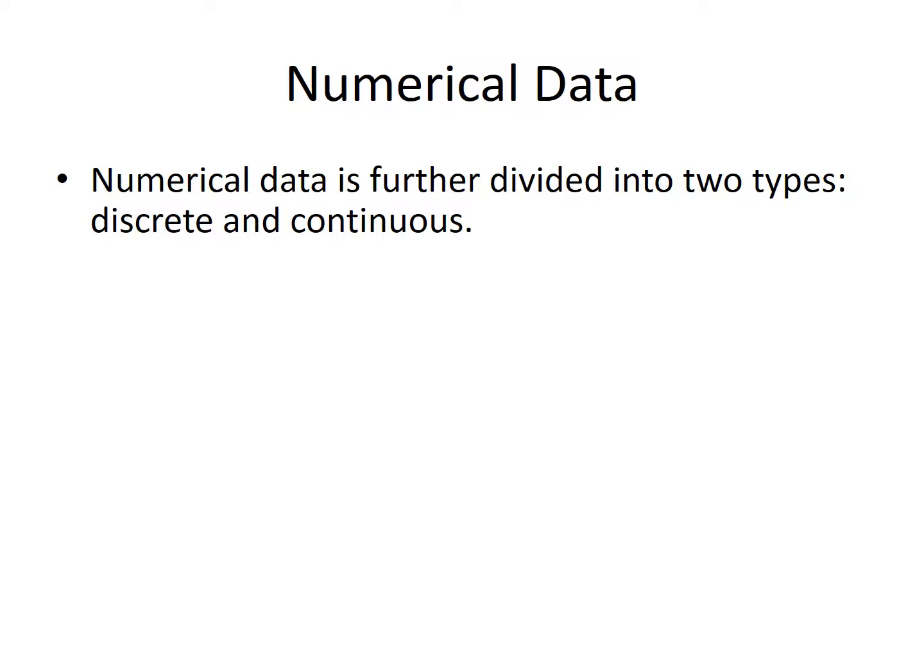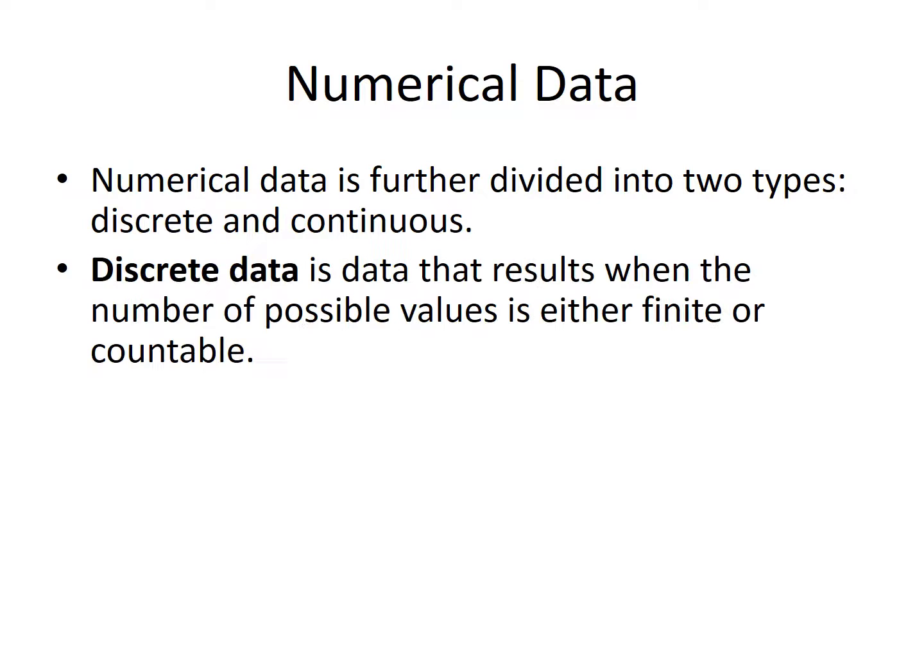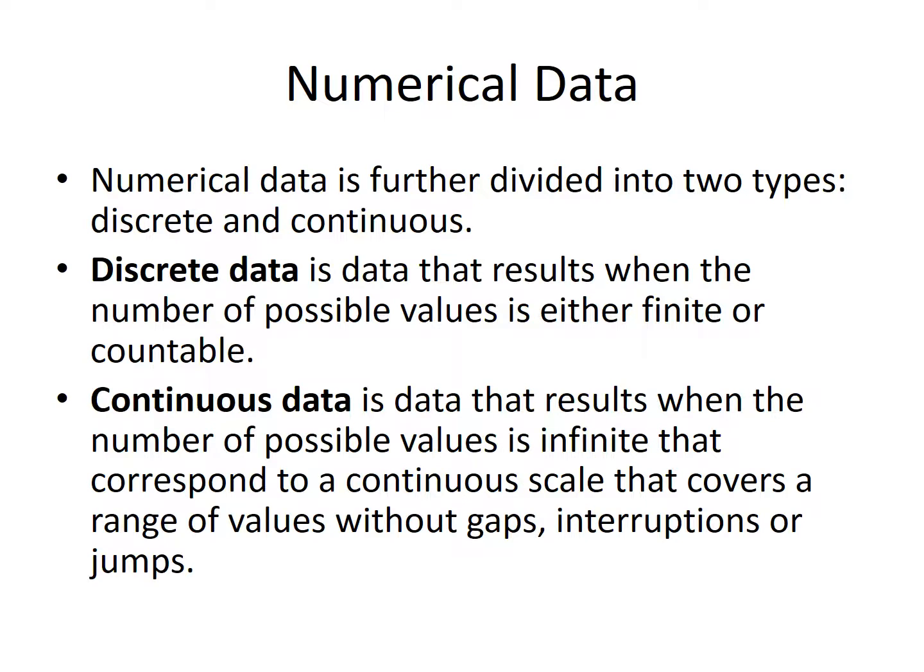Numerical data is further divided into two types, discrete and continuous. Discrete data is data that results when the number of possible values is either finite or countable. Continuous data is data that results when the number of possible values is infinite, that correspond to a continuous scale that covers a range of values without gaps, interruptions, or jumps.